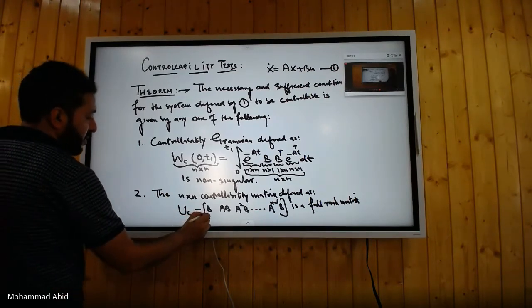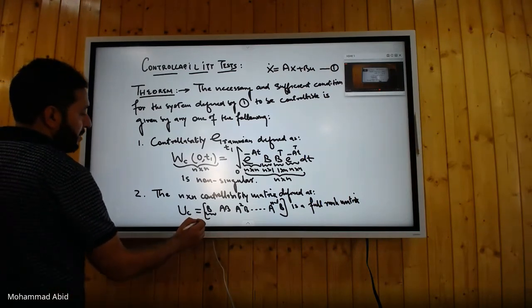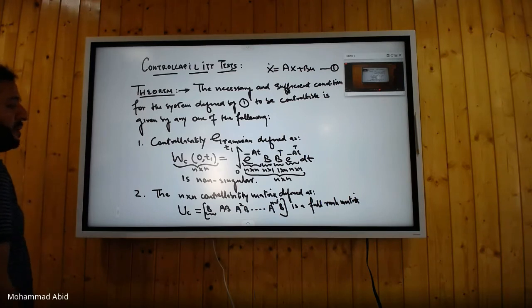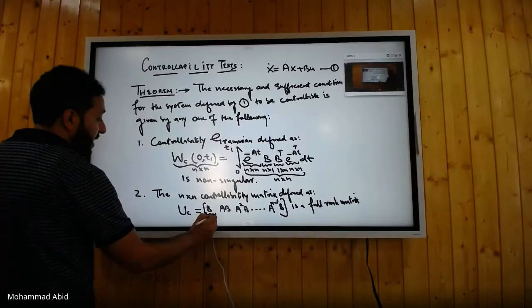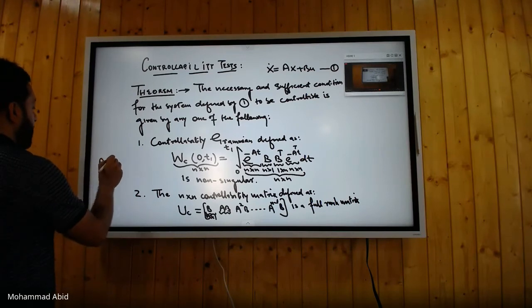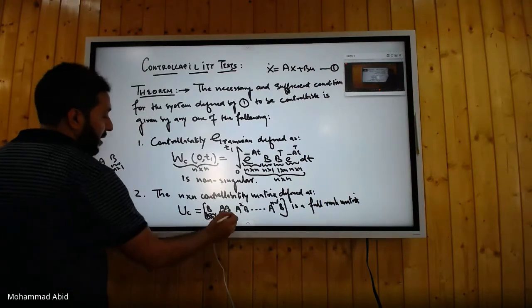So what is the size of this B? n cross 1. What is the size of AB? What is the size of A? n cross n. B is n cross 1. So what is it? This is also n cross 1, right? And what is the size of A square B? n cross 1. Yes? n cross 1.